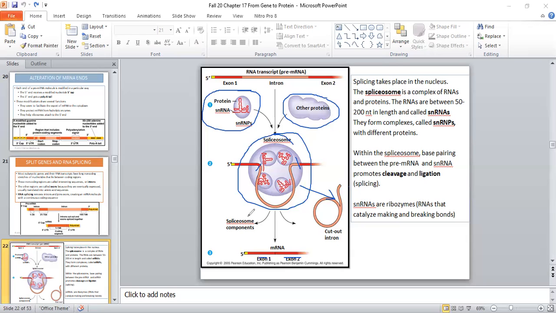There is one more thing. These snRNAs are actually ribozymes. What is the meaning of ribozyme? Ribozyme means an enzyme which is responsible for breaking bonds. They break bonds, either breaking down or making them. That's how they remove introns and join the exons together at the exon junction. That is why we are calling them spliceosomes.